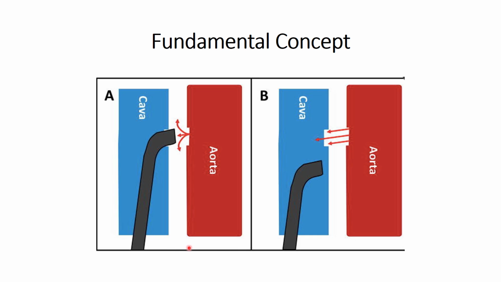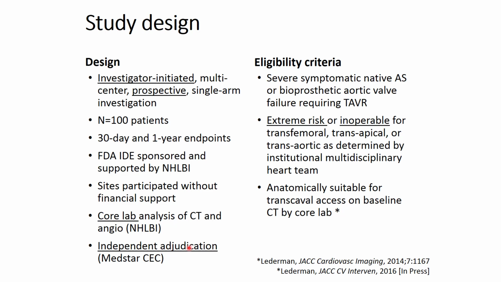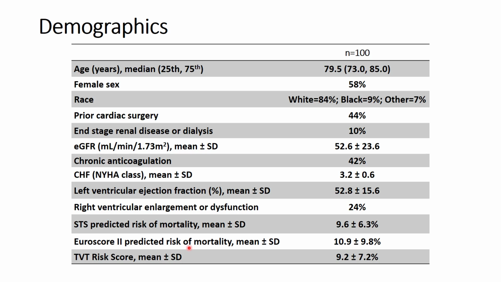There was a study of 100 patients that got published at the end of last year. It was an IDE trial done by the NIH, supported by the FDA, in people who were inoperable or at extreme risk, with rigorous CT planning. The STS score in these people was high, around 10 plus or minus 6.3, so high risk or inoperable.